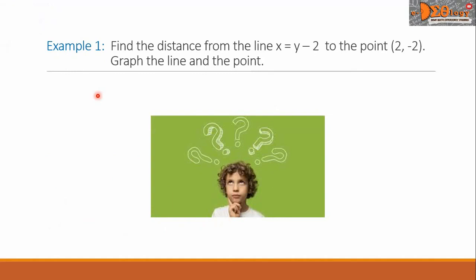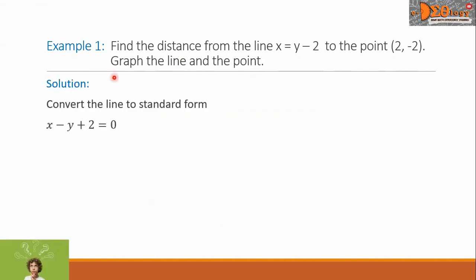Let us have some examples. This is example 1. Find the distance from the line x equals y minus 2 to the point 2, negative 2. Graph the line and the point. For our solution, first we will convert this line to standard form. It means to say the y minus 2 on the right side shall be transposed to the left side. So we have here now x minus y plus 2 equals 0.